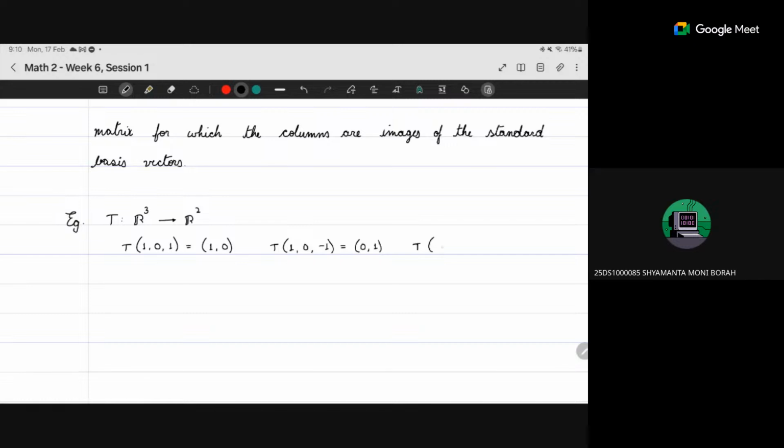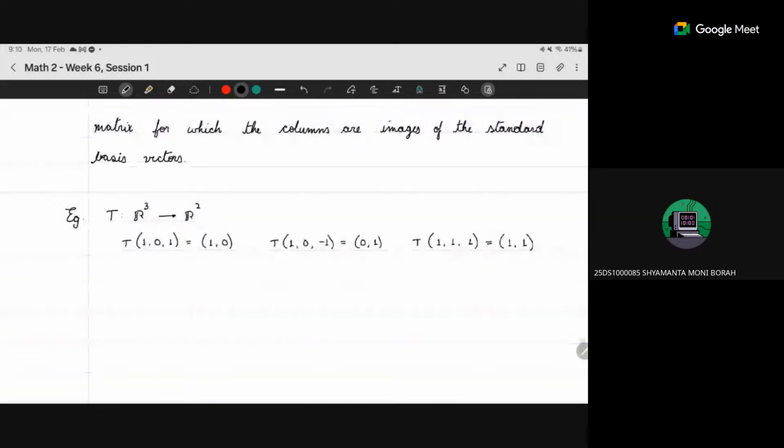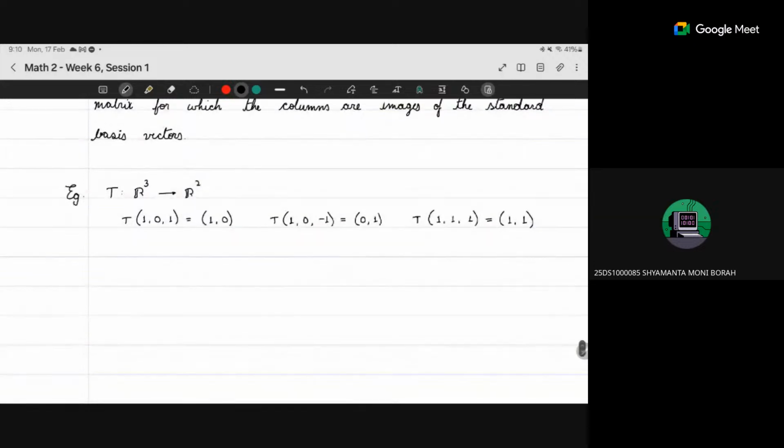Let's say T of (1, 1, 1). I believe this has to be linearly independent. So I suppose I say that the linear transformation is defined using these three things. You know that the linear transformation... Okay, let's take this as an exercise also.